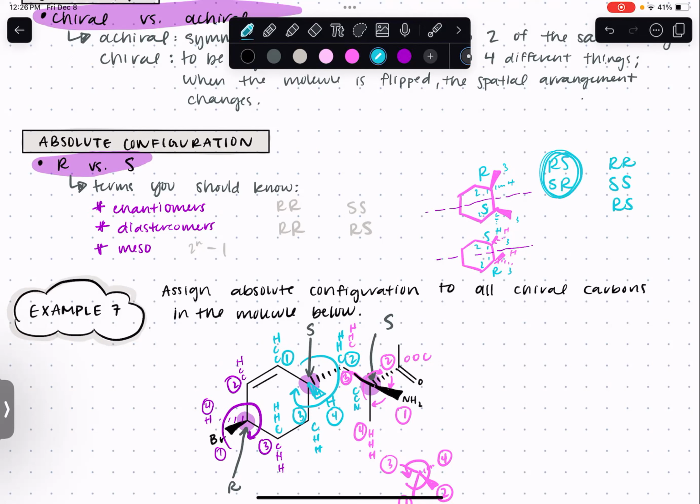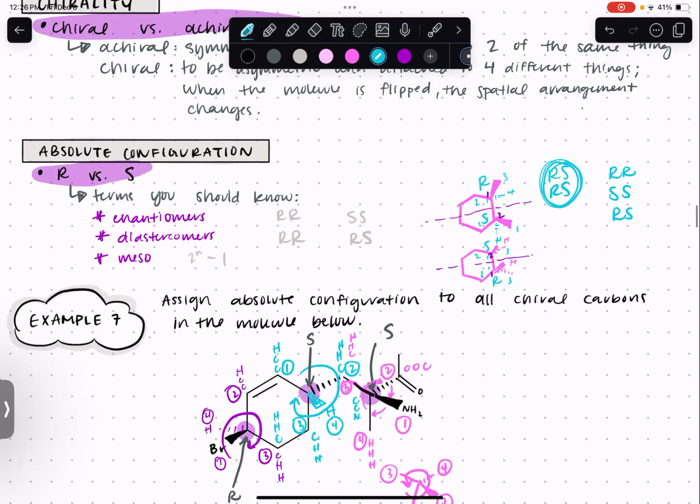Because also, we'll call this carbon 1 and this carbon 2. When I flip-flop it, this is carbon 1 and this is carbon 2. So basically, it's more like this. They're both RS. So it's the same thing, essentially, is what the meso tells us. Does that help?